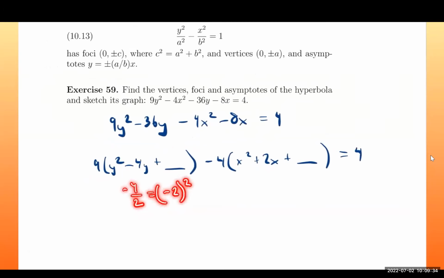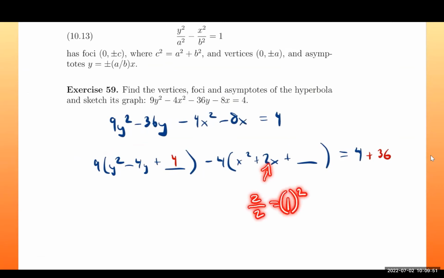Complete the square. So if you complete the square, that means you take the b term, you divide it by 2, and you get negative 2, and then you square that, and that's 4. So this is going to be plus 4, which is really 36. So that means you have to add 36 to the other side as well to keep the equation balanced.